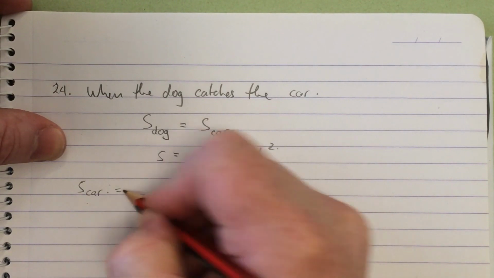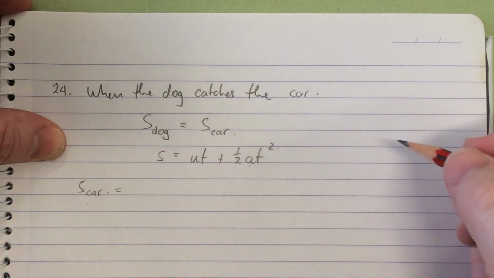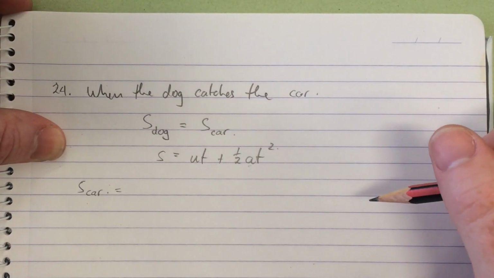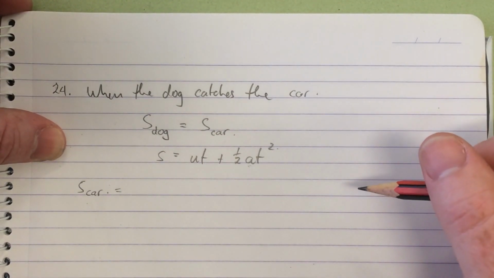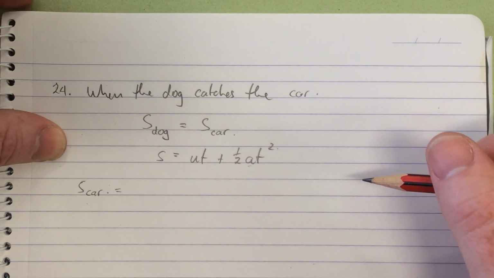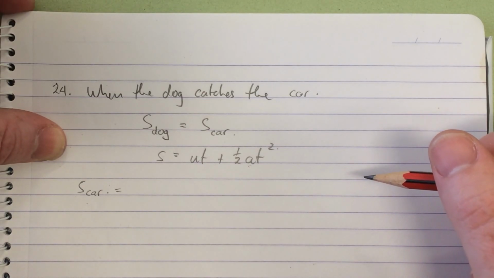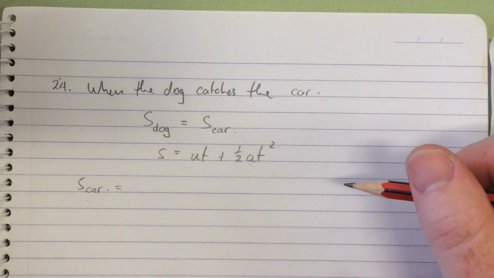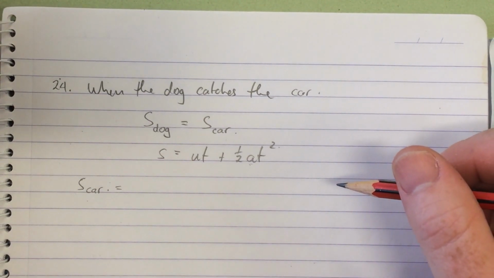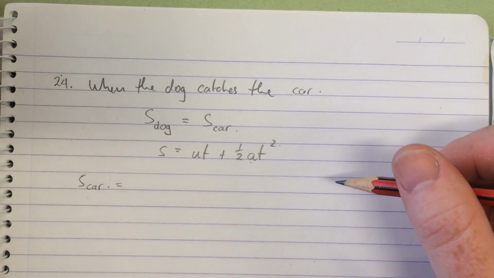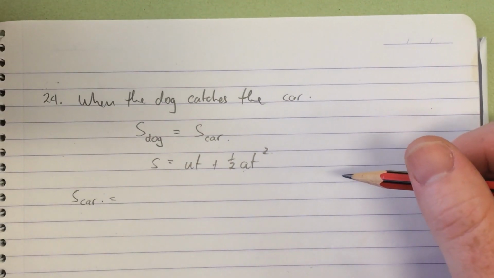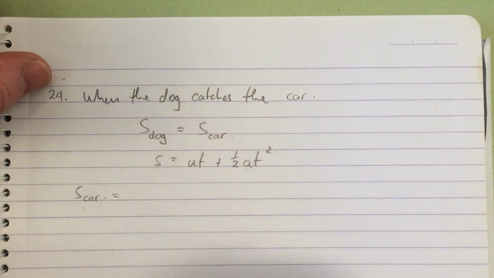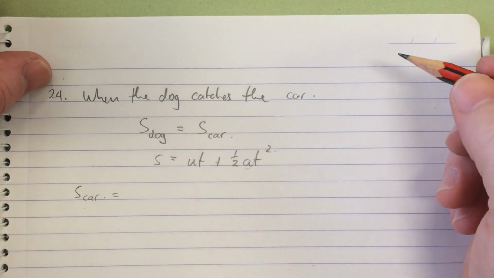Now, the displacement of the car will be ut plus a half at squared. The frame of reference that we're going to use for time will be the dog's frame of reference, because the question's asking us how long will it take the dog to catch up with the car. So the car is actually slightly out of sync with the dog. The car passes the starting point 1.2 seconds before the dog actually starts running. So the time for the car is going to be t minus 1.2.